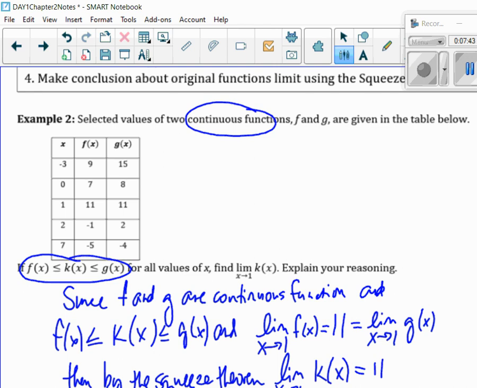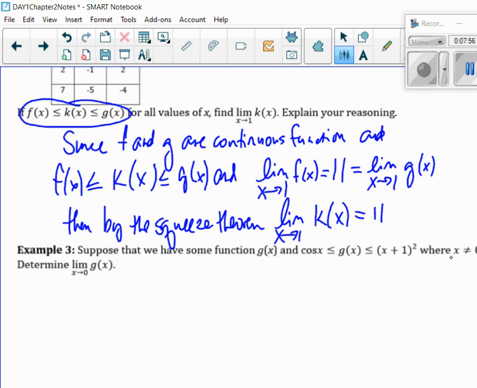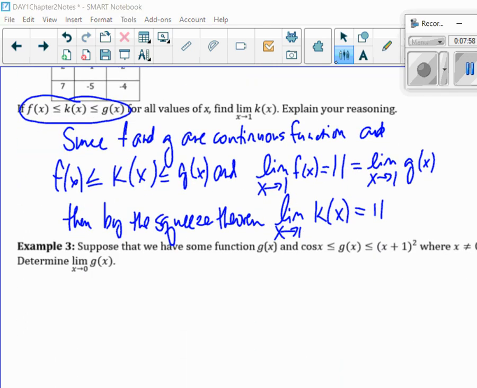I think when I looked at the quiz on Khan Academy for this, they'll say something like, Katie did this, so what does she have to verify to use the squeeze theorem? Okay, suppose that we have some function g of x, and cos of x. So g of x is between cos of x and x plus 1 squared, where x doesn't equal 0. Determine the limit as x goes to 0 of g of x.